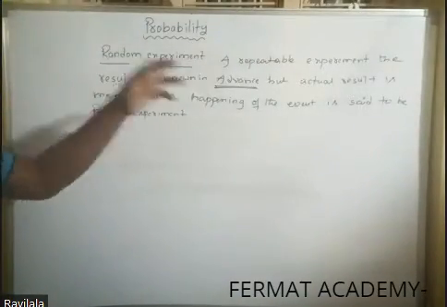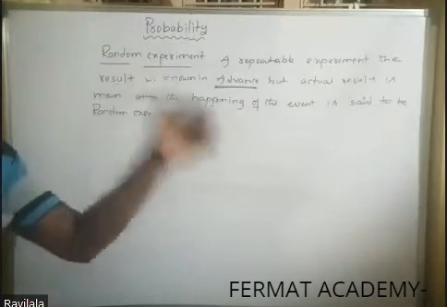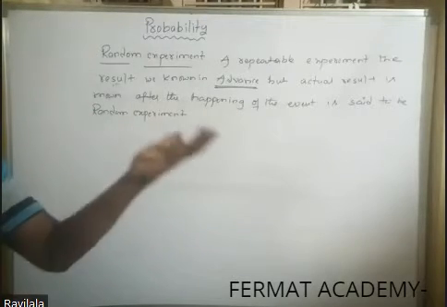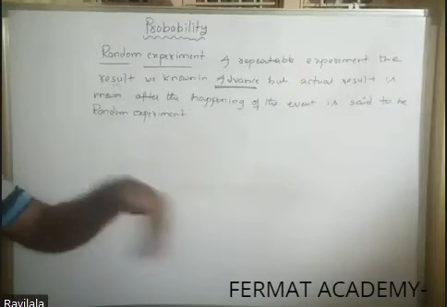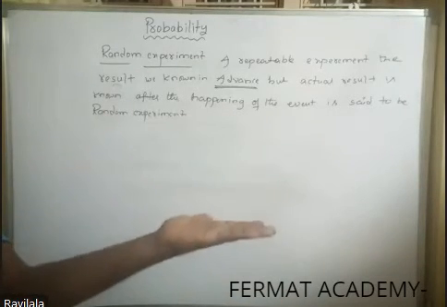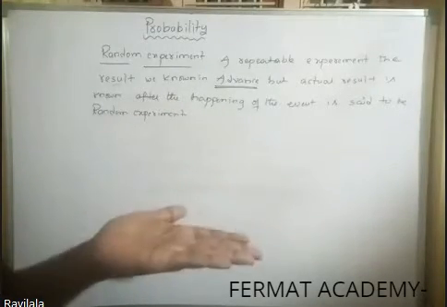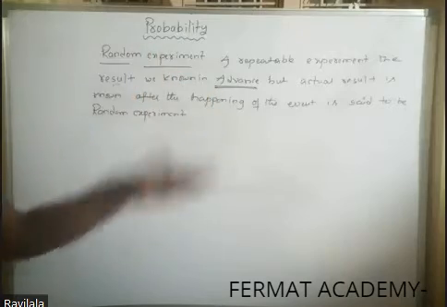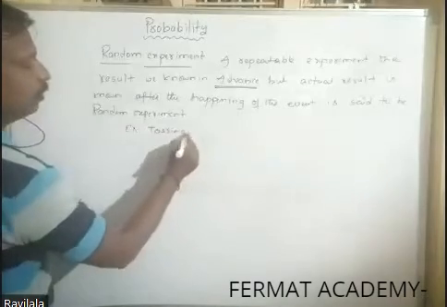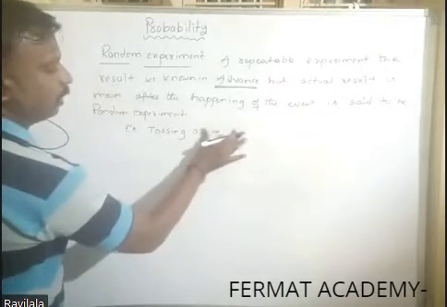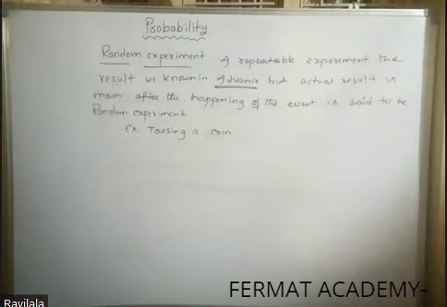A repeatable experiment, the result we know in advance. Before tossing the coin, we know that it may be head or it may be tail. But we don't know the actual result. That will be known after the happening. After I spin the coin, later on that may be on the side or on my hand. At that time we can say, after removing the hand, that is head and that is tail. And that one is said to be random experiment. Example is tossing a coin or spinning a die, any one of these two.